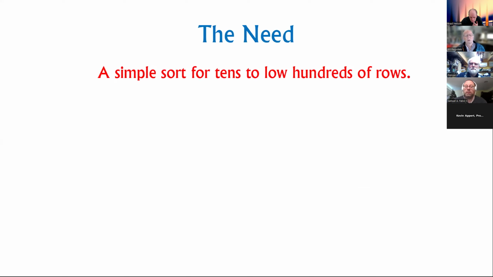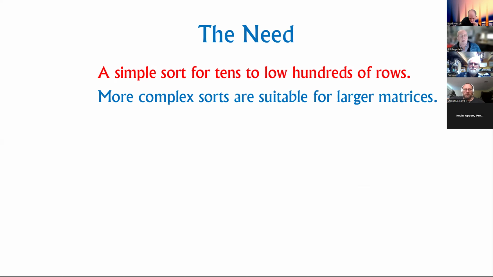And I needed a simple sort, mostly for demonstration, mostly for learning. The sort is for 10 to 100 row matrices, something in that range. And I'm using the simple bubble sort here, but as we know, more complex sorts are suitable for larger matrices. We'll talk about performance in a few moments.